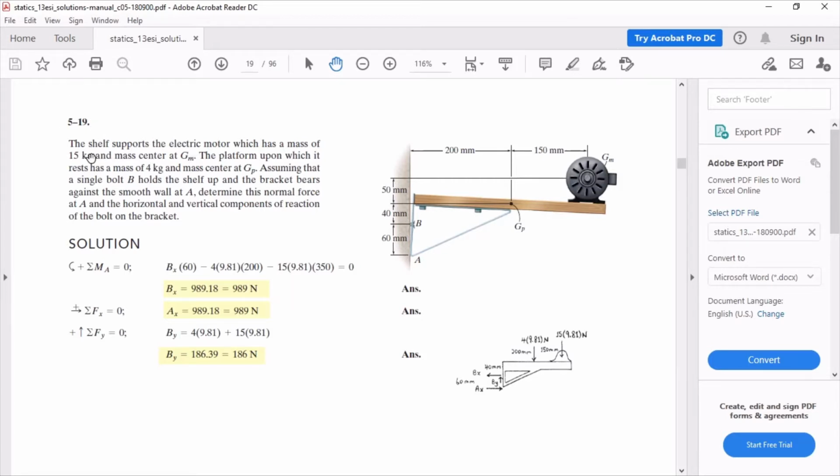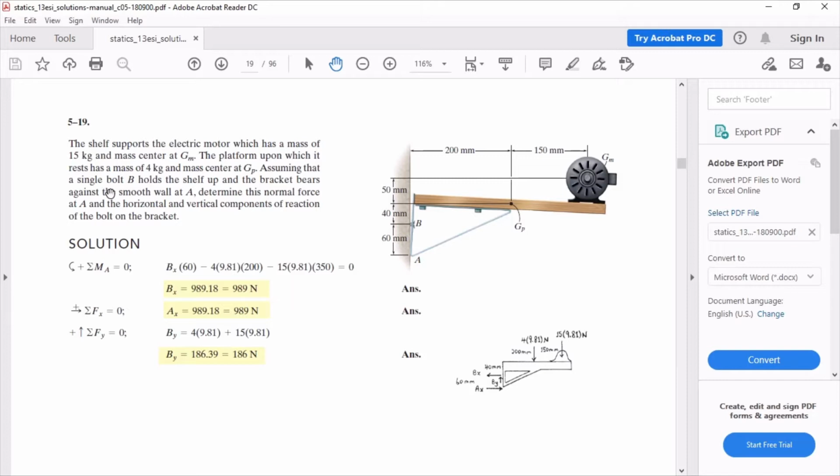519. The shelf supports the electric motor which has a mass of 15 kilogram. Center of the mass at this point for this electric motor. The platform upon which it rests has a mass of 44 kilogram. This is the mass of the shelf, 4 kilogram. This is the center of the mass.